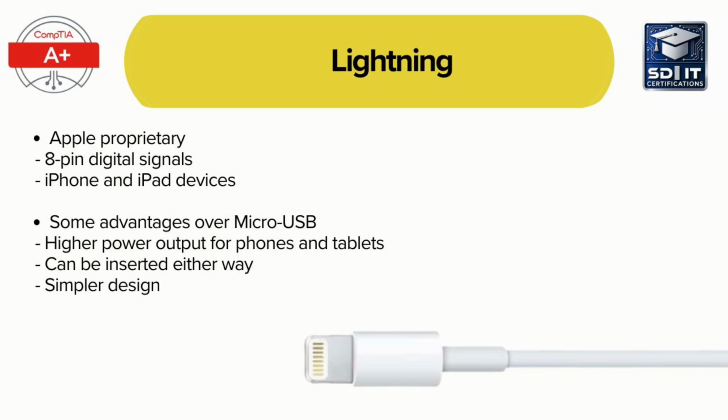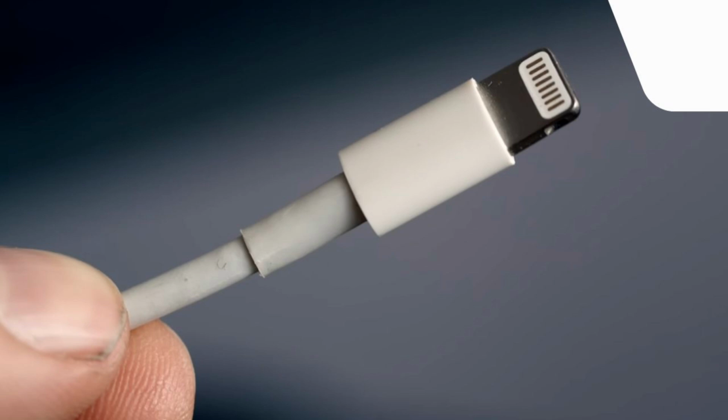If you're using an older mobile device used by Apple, you may not be using a USB connection. You may instead be using a proprietary connection from Apple known as a Lightning connector. This Lightning connector has 8 pins, and it's commonly used for older iPhone and iPad devices. Lightning was introduced to resolve a number of problems with the older USB connection standard. For example, it supported a higher power output, so it could charge your phones and your tablets a little bit faster. It can be inserted either way, so you don't have to keep moving the connector back and forth and up and down to try to find the right connection.